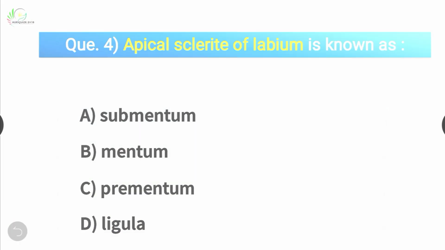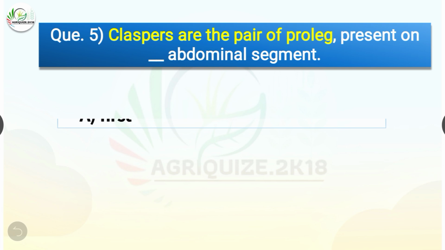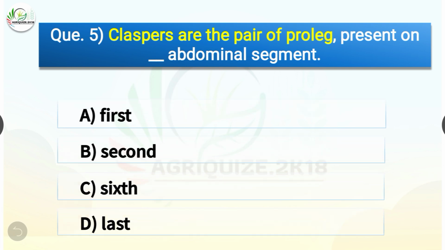Question number 5. Claspers are the pair of proleg present on dash abdominal segment. The options are first, second, sixth or last. The correct answer is option D, last. So claspers are the pair of proleg present on last abdominal segment.